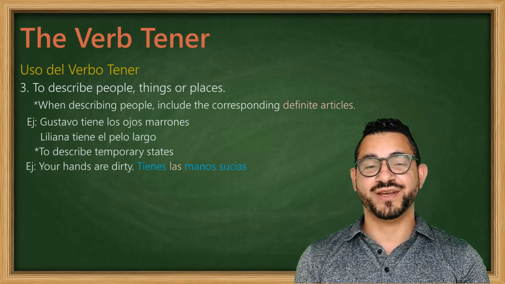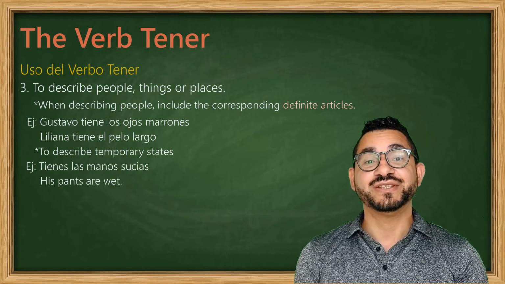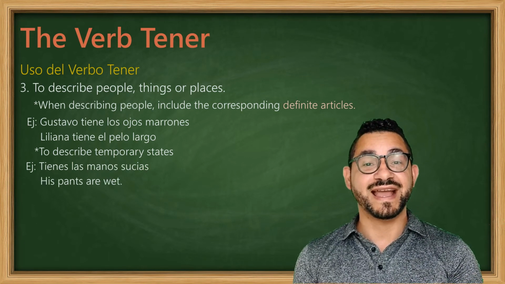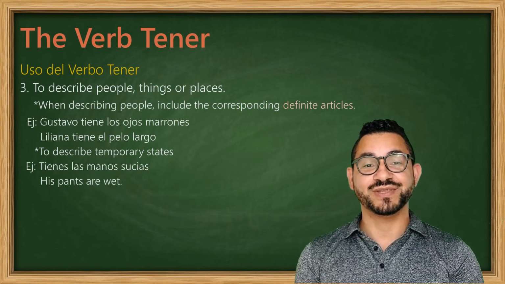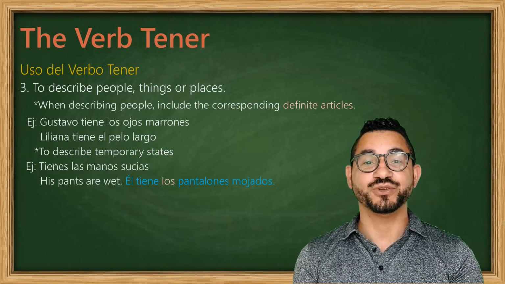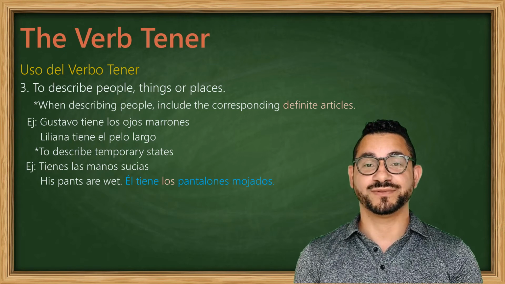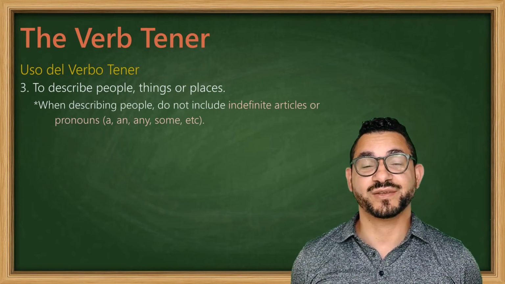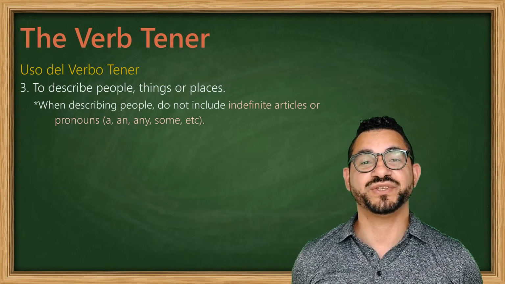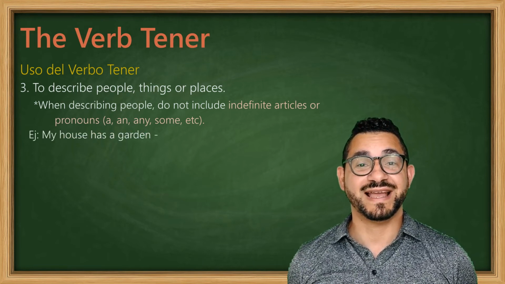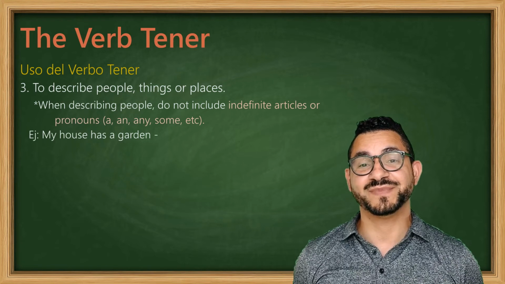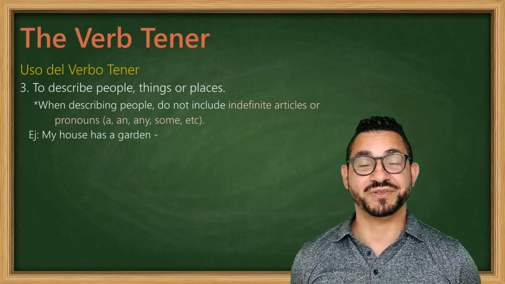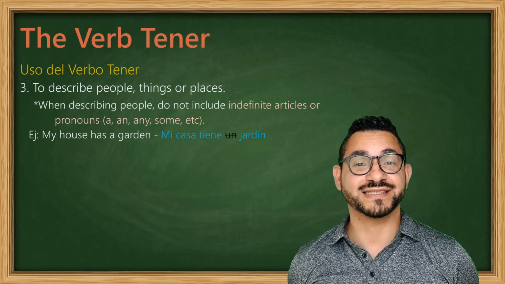Let me give you another example. His pants are wet. In Spanish, you would have to say, he has the pants wet. So that would be, él tiene los pantalones mojados. Now let's talk about tener to describe places or things. Okay, so when you want to say, my house has a garden, in Spanish, you would say, my house has garden. So that would be, mi casa tiene jardín.